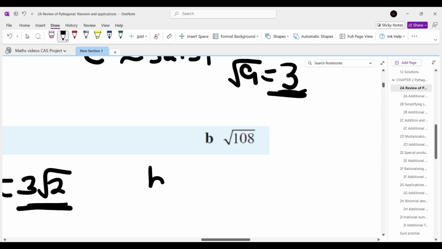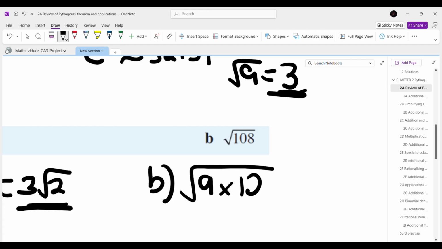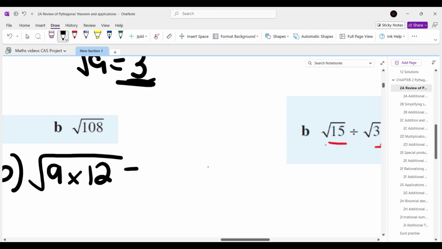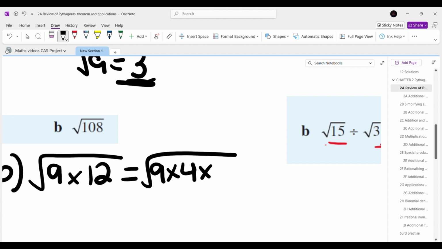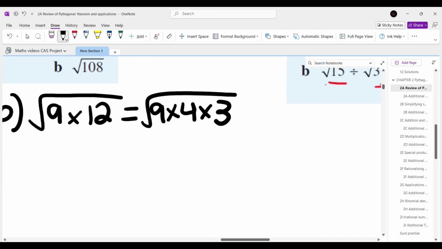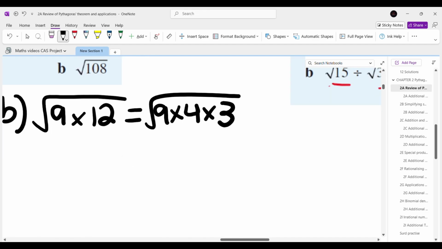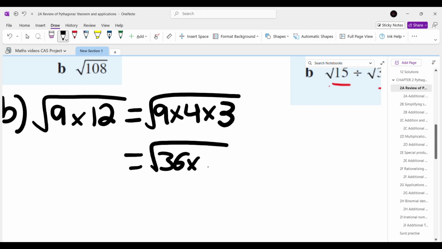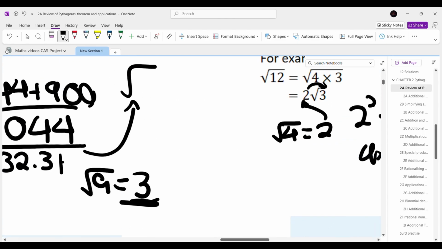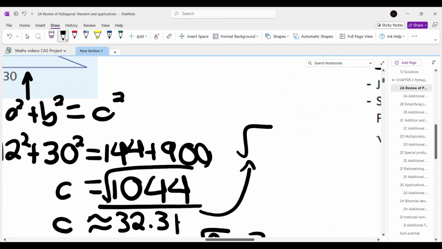Here's a bit of a harder one, root 108. This equals 9 multiplied by 12, which we can break down a bit further, because 12 is equal to 4 times 3. So it's 9 times 4 times 3. So this equals 36 times 3. We can take the 36 out, the square root of 36 is 6, so it simplifies down to 6 root 3.